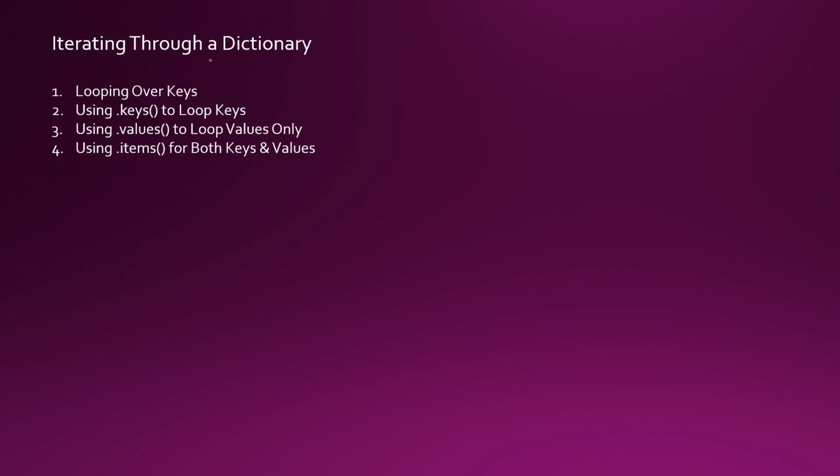Next is iterating through a dictionary. Number one is looping over keys. When you use a for in loop directly on a dictionary, Python iterates over its keys by default. For example, suppose student is one dictionary: name as Sam, age as 25.